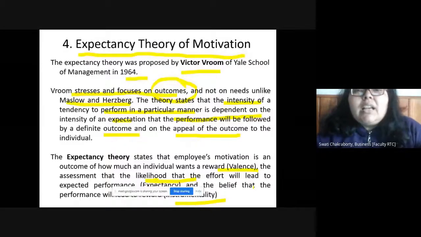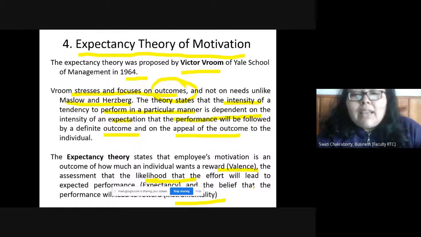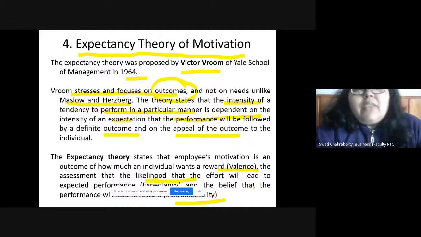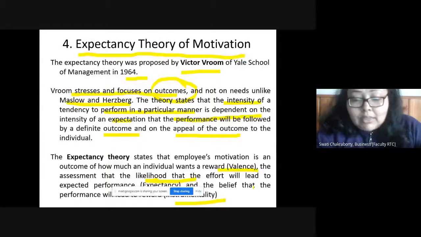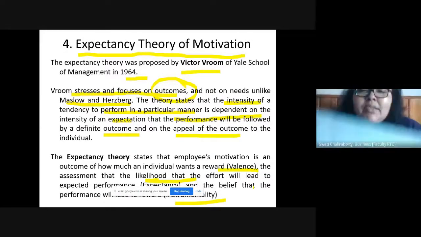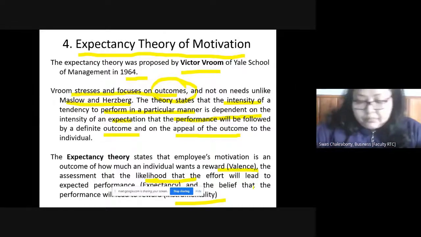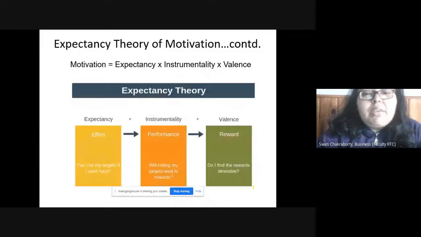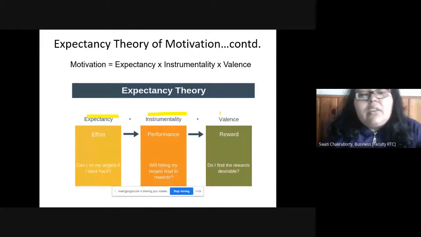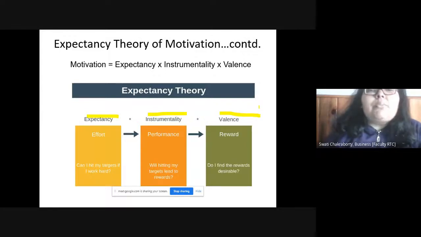So Vroom spoke about three concepts: valence, where how much would you want recognition, the level of recognition that you want, that is valence. Then the other is expectancy, that your effort would lead to a certain level of performance. And the third is instrumentality, where your performance would lead to a reward. Okay, so you see this: expectancy is effort, instrumentality is your performance, valence is your reward. So this is how it goes.